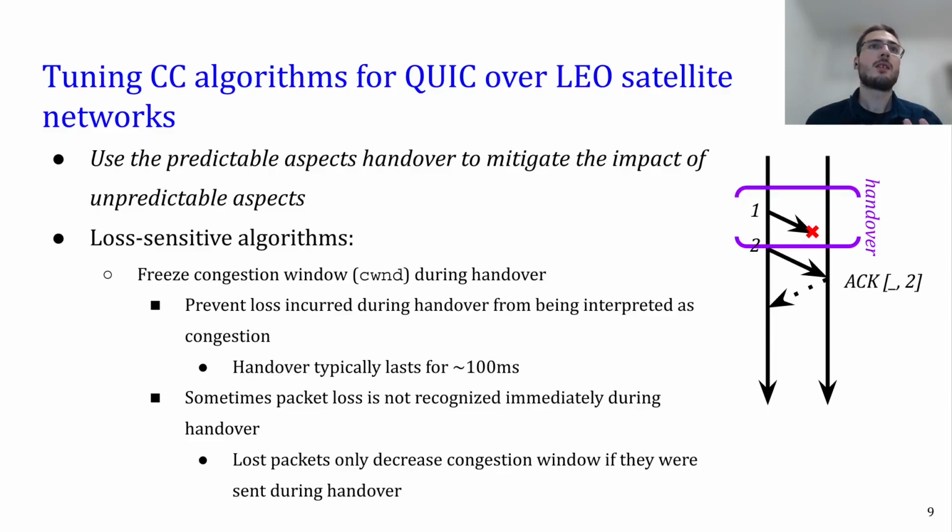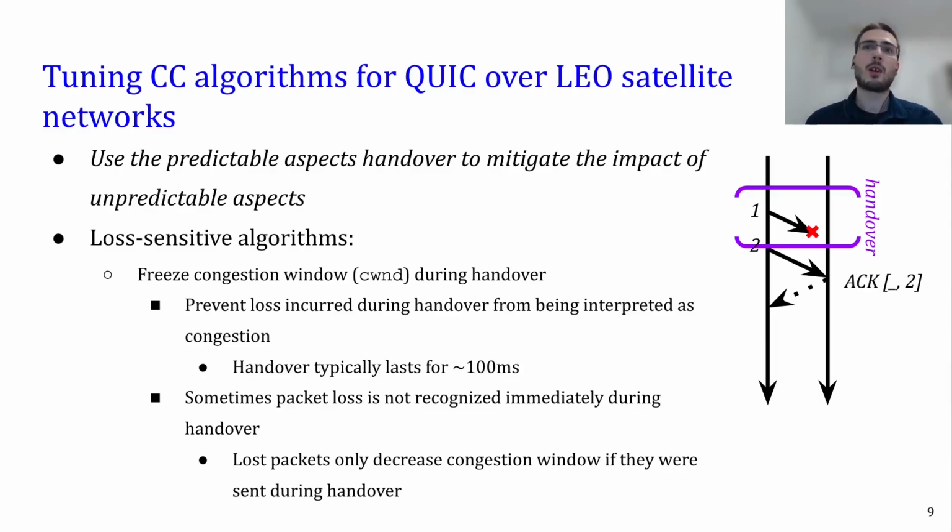So here we want to use the predictable aspects of handover to mitigate the impact of the unpredictable aspects. Specifically, for loss sensitive algorithms, we propose a congestion window freeze mechanism, which will prevent losses incurred during handover from being interpreted as congestion. However, sometimes packet loss is not recognized immediately during handover. For example, in the figure on the right, we see that packet 1 is lost during handover, but we only learn of this after we have received acknowledgement for packet 2.